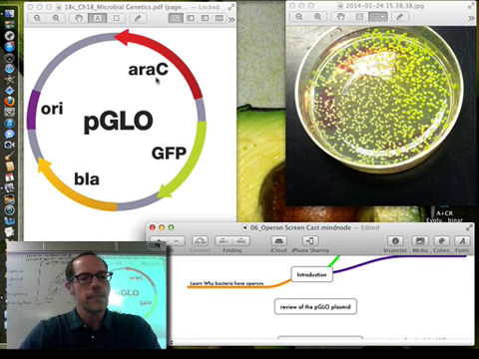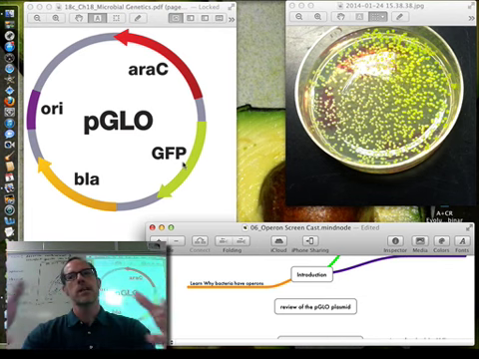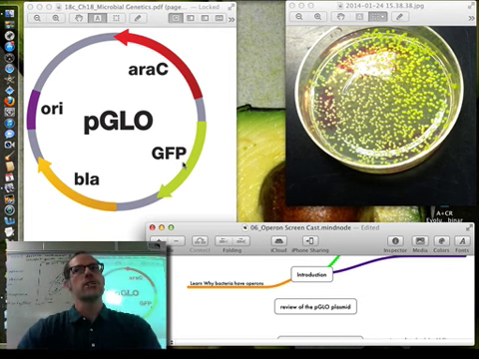Now, araC is a regulatory gene, and it codes for a regulatory protein that can only be induced by the presence of arabinose, that is a sugar. So here's the scoop. araC, this gene right here, the one that's shown in red, actually controls the expression of GFP. So we have one gene controlling the expression of another. This is a very simple model, but it's beautiful because it gets you into understanding the basics of gene expression.